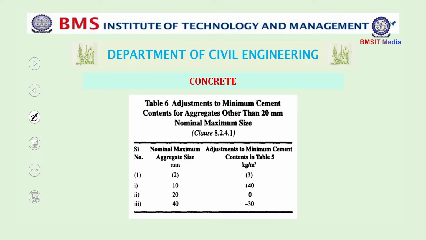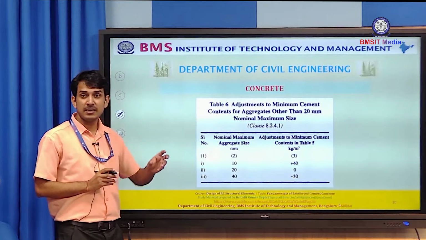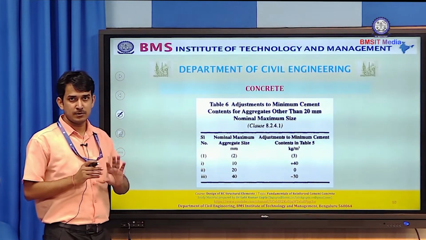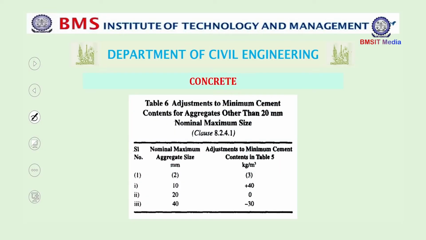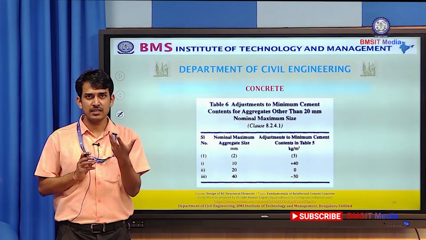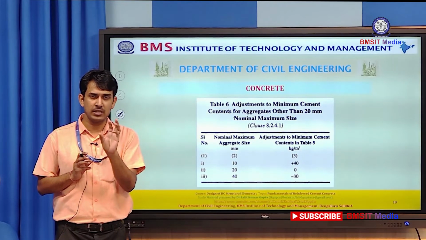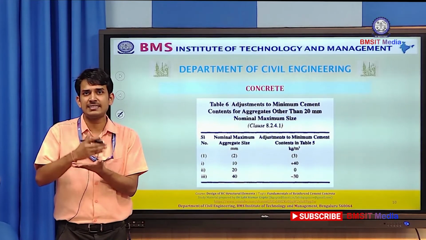Now this is one more table, in which the cement content is shifted as per the size of the coarse aggregate. As we know, if we have a higher size of coarse aggregate, then the surface area of the coarse aggregate will reduce. In that case we require less cement content.